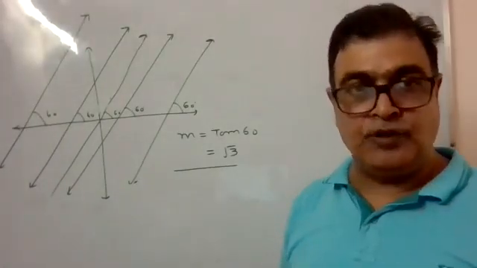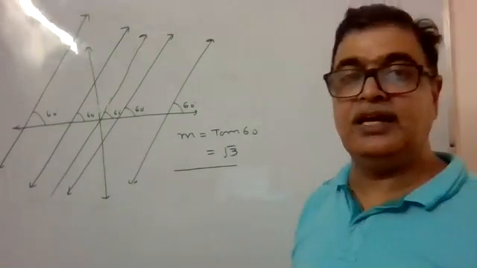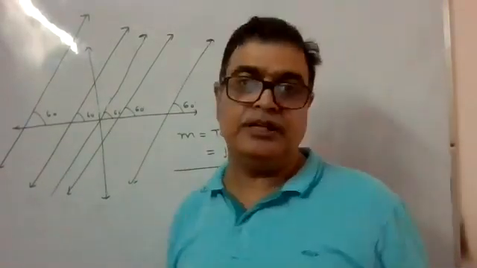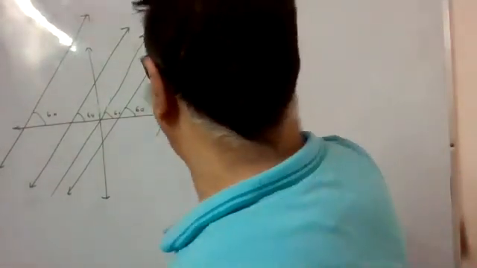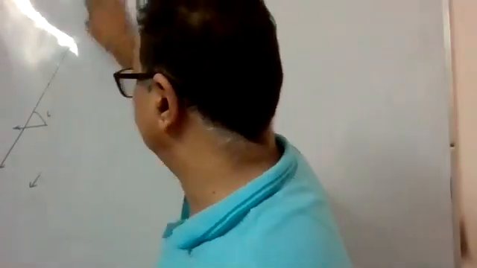Again, find out the slope of line which makes an angle 120 degree with positive direction of x-axis in anti-clockwise sense. Makes an angle of 120 degree with the positive direction of x-axis. Please write down what is the slope here, and diagram should be clear in your mind.